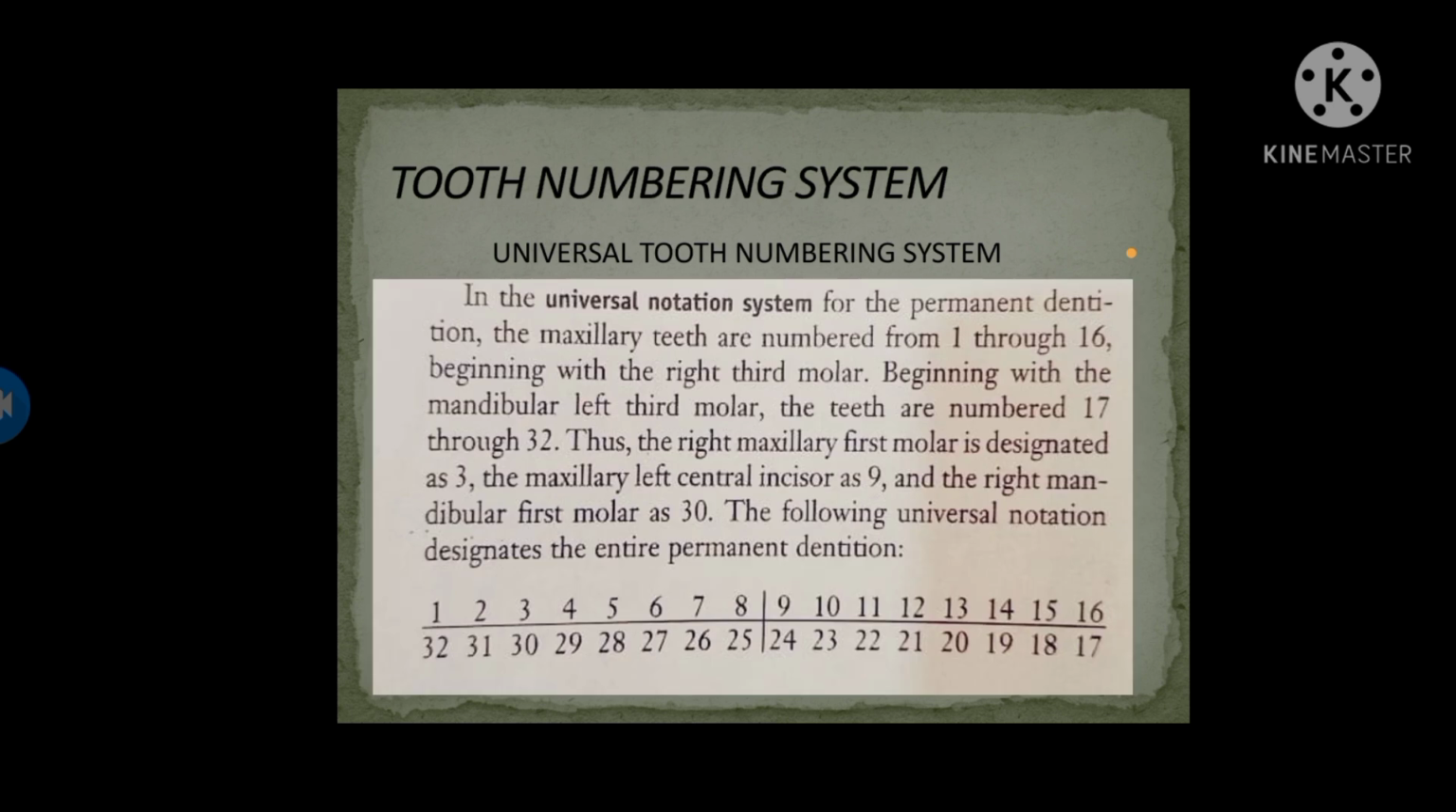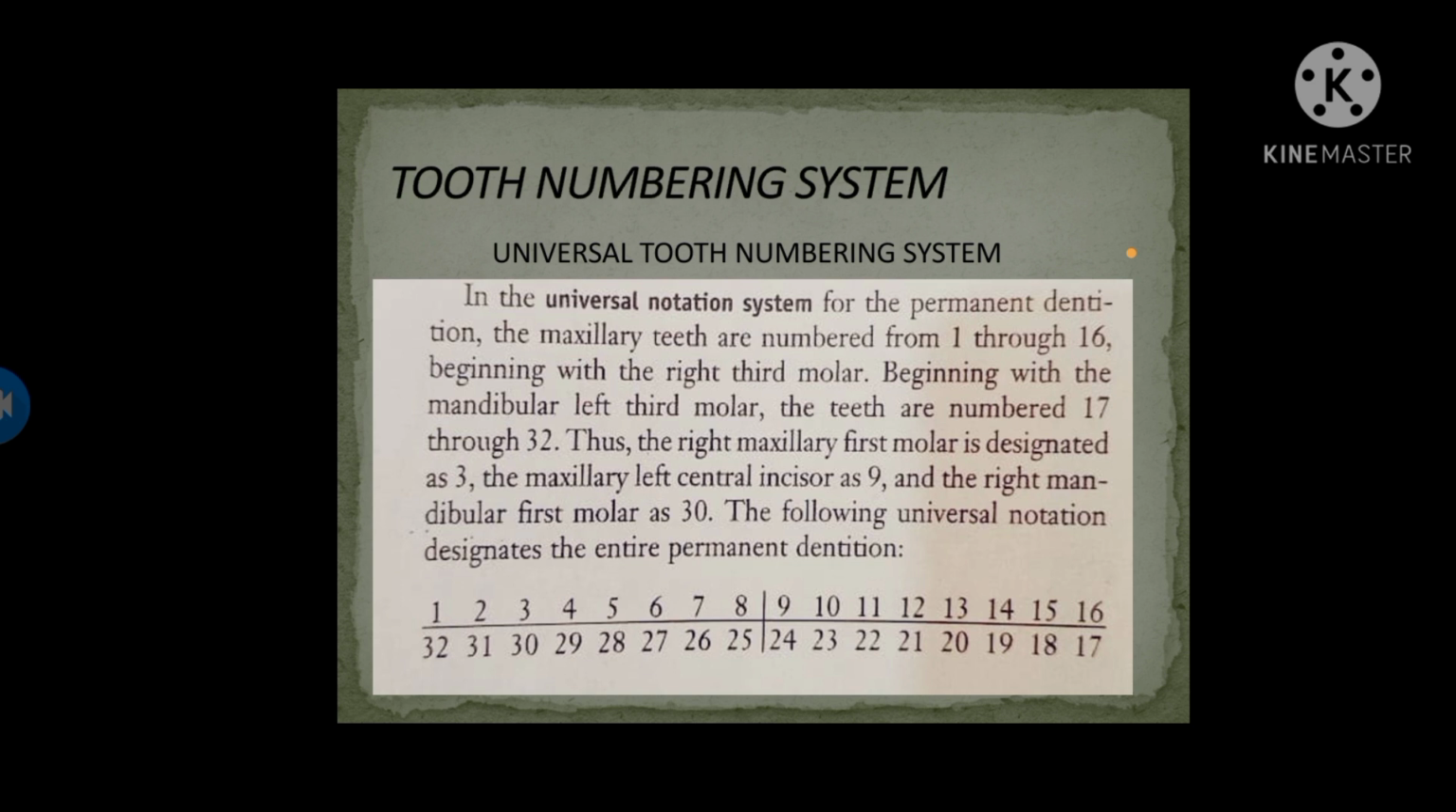Same is the case with the permanent dentition, but in permanent dentition we would be using numerical values instead of alphabets, right? We will start from the right side of the maxilla, that is the third molar in permanent dentition. That is, 1 is indicating the third molar, 2 is indicating the second, 3 is indicating the first, then 4 is indicating the second premolar, 5 is indicating the first premolar, 6 will indicate canine, 7 indicates lateral incisor, and 8 indicates central incisor, and so on.